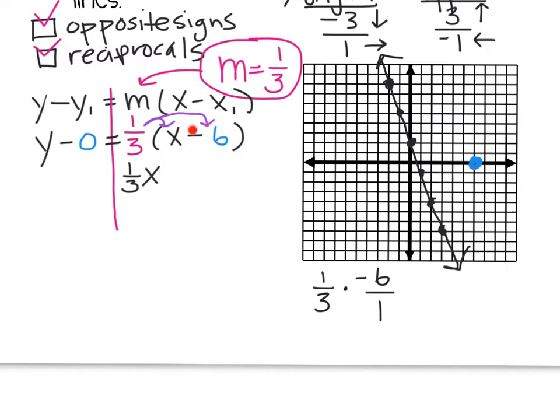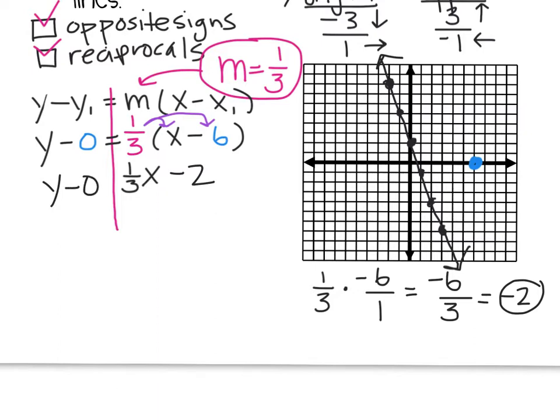If this is a symbol that's minus, it actually morphs into a negative for the 6. 1 times -6 is -6. 3 times 1 is 3. -6 divided by 3 is -2. So 1/3 x minus 2.